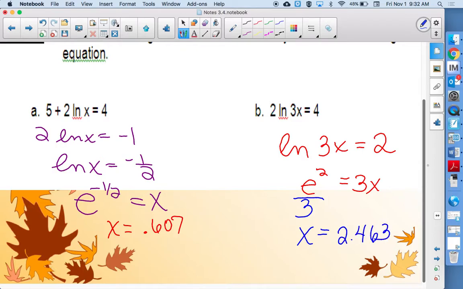Again, that's positive. It falls within my domain. If I plug it in here for x, it remains a positive value. Brenton, question, stretching.